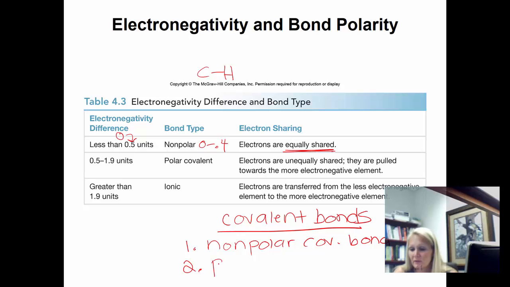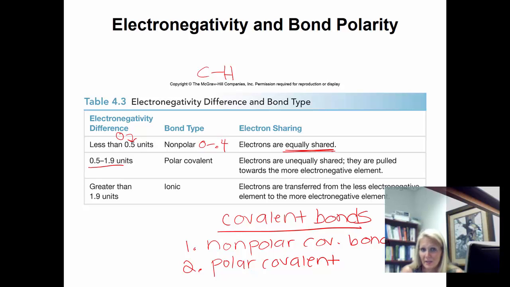Polar covalent is when we have a difference in electronegativity anywhere between 0.5 and 1.9 units. This means our electrons, just like in our carbon and oxygen example, are not shared equally. They are pulled towards the more electronegative atom, and that creates a dipole.